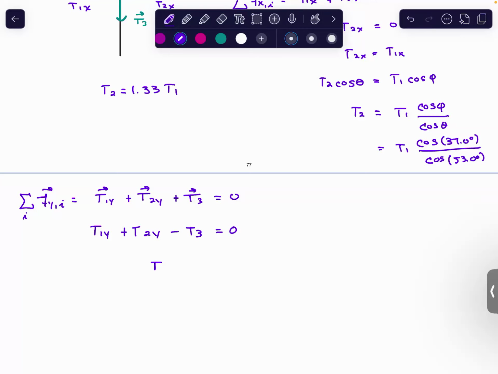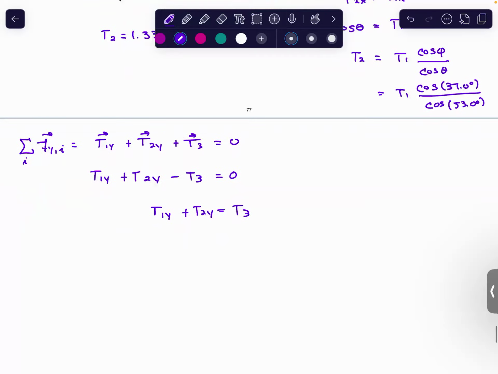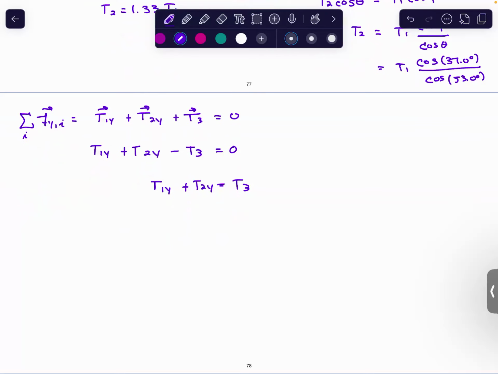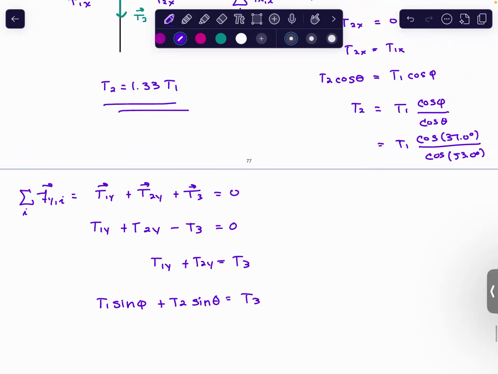Well, we can go ahead and move T3 over. Now let's substitute in the expressions for our components. Okay, so T1y is T1 sine of phi. T2y is T2 sine of theta. Then we get T3. Now, we have this. Let's put that in for T2.